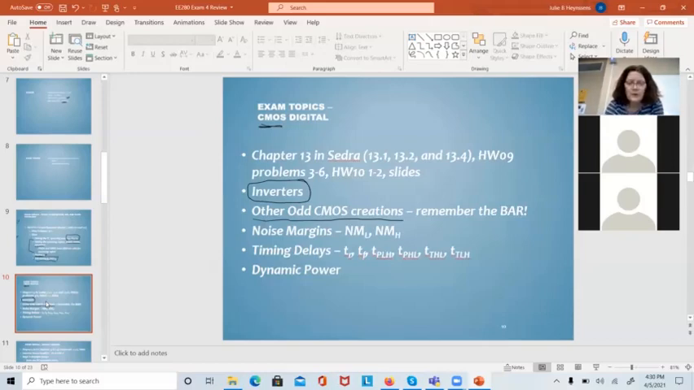Noise margins, this is the first 2 labs in 380. And we will look at this again in 380. So I'm not so concerned about you losing that stuff here.